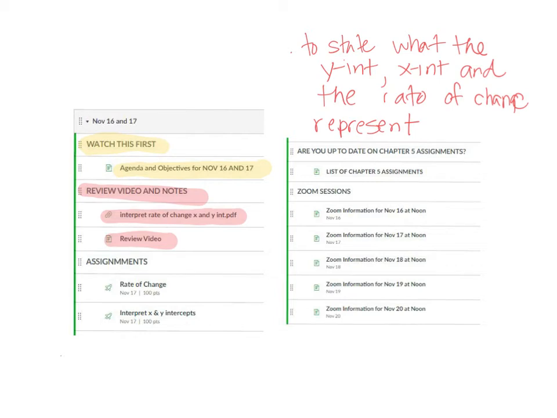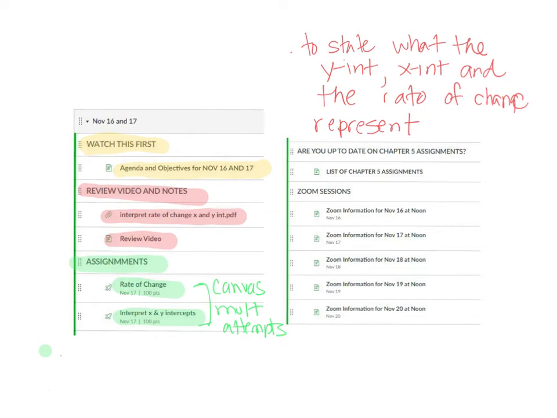When you're finished going through the review video, there is an assignment. There's 2 assignments. And the assignments right here are Canvas quizzes, and they're rate of change and interpreting x and y intercepts. Those are set up so that you can do those multiple times. So they are Canvas quizzes. You can have multiple attempts. So if you miss something, want to go back and correct it, maybe go back, watch the video again, and come back and correct it, you can.